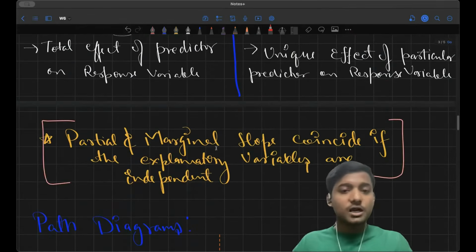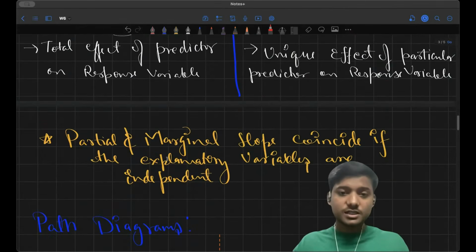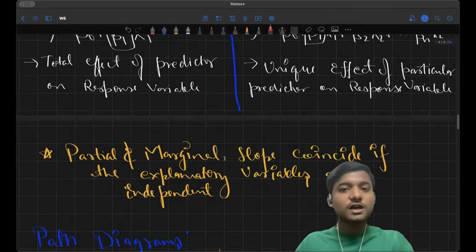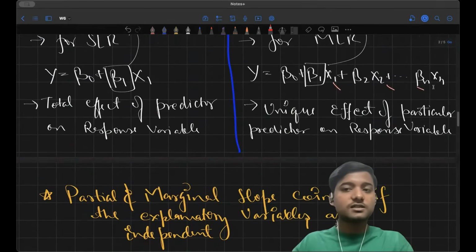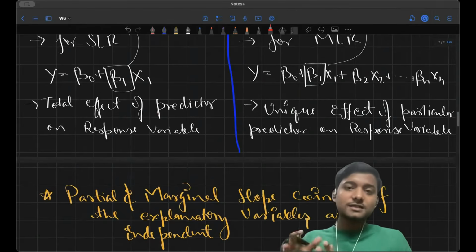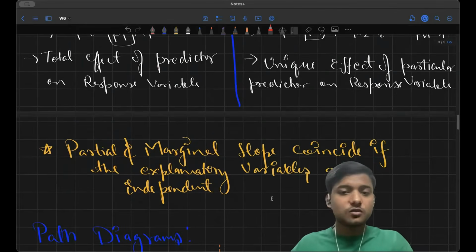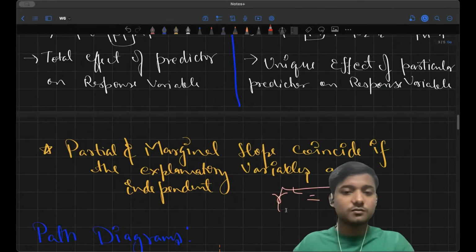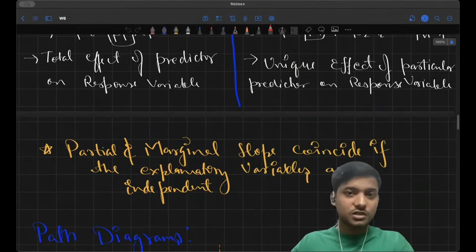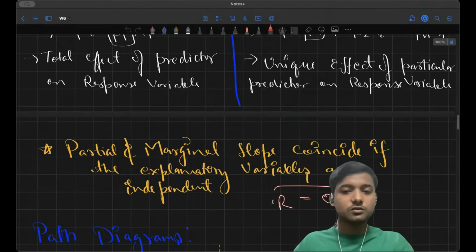Partial and marginal slopes will coincide if your explanatory variables are independent, right? So if I have, let's say, x1, x2, x3 up till xn, all these xi's are independent of each other. What do I mean by independent? The correlation coefficient r should be 0. Do you remember the r correlation coefficient? So the r which you have in your correlation should be 0 here. So r equals 0 for your independent variables, right?